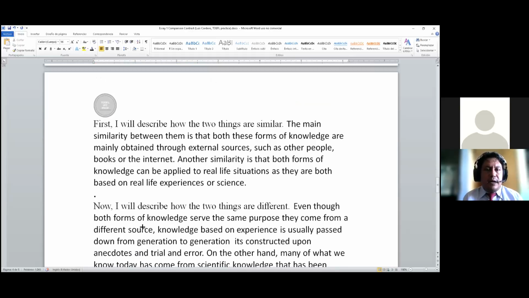First, I will describe how the two things are similar. The main similarity between them is that both of, I think.